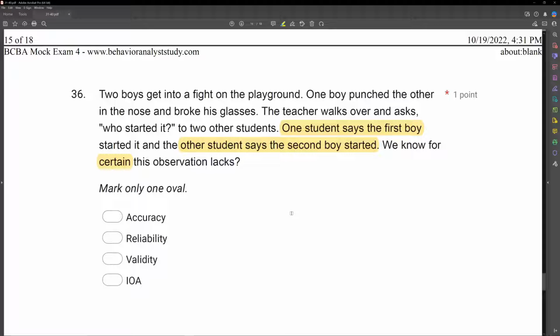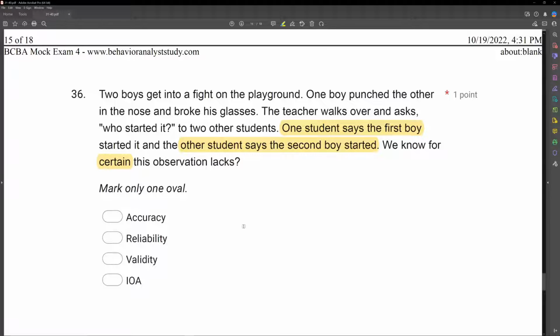Neither could have. We have no idea, right? We don't know the accuracy of the statement. So we don't know for certain it lacks accuracy. What about reliability? Well, if we got these same 2 students to observe the same thing, we don't know if they would reliably report the same information. So again, we can't say for certain it lacks reliability because we don't know.